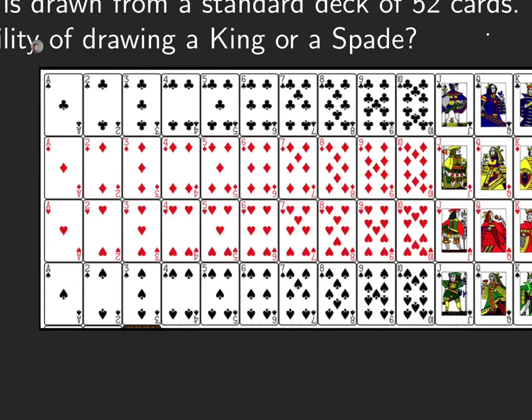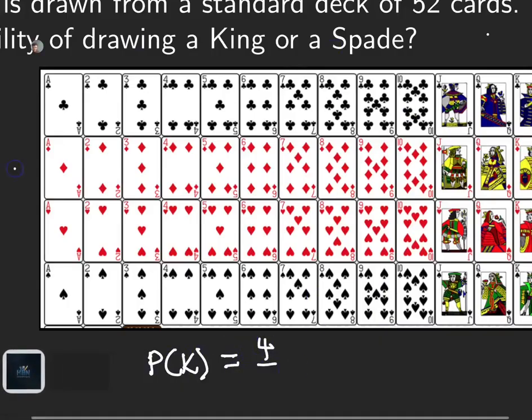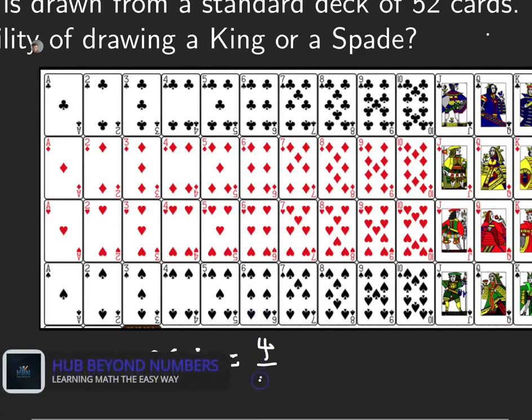With this 52, it says what is the probability of drawing a king? So probability of drawing a king, we have 1, 2, 3, 4. You see? So the probability of drawing a king, let me write that here. Probability of drawing a king is then going to be what? 1, 2, 3, 4. 4 out of the total number of cards we have, which is 52.